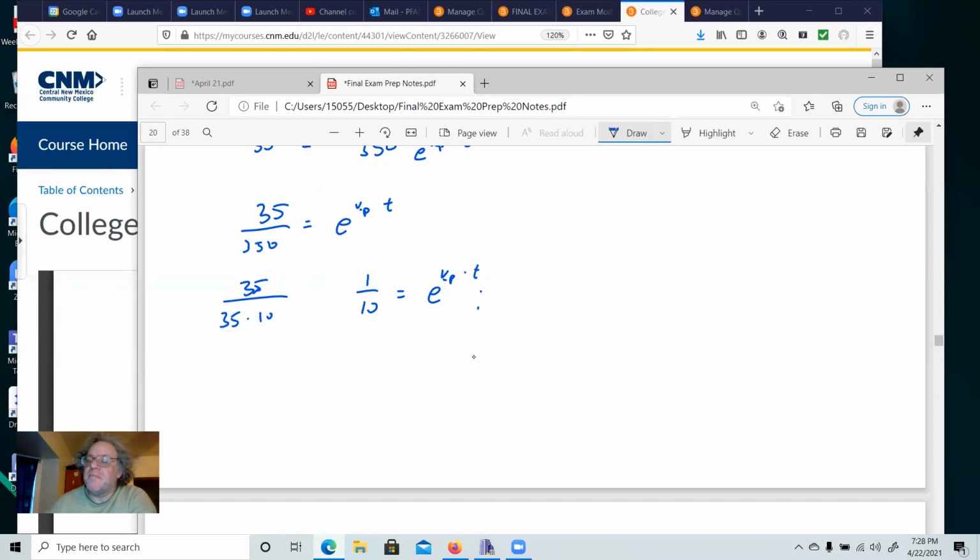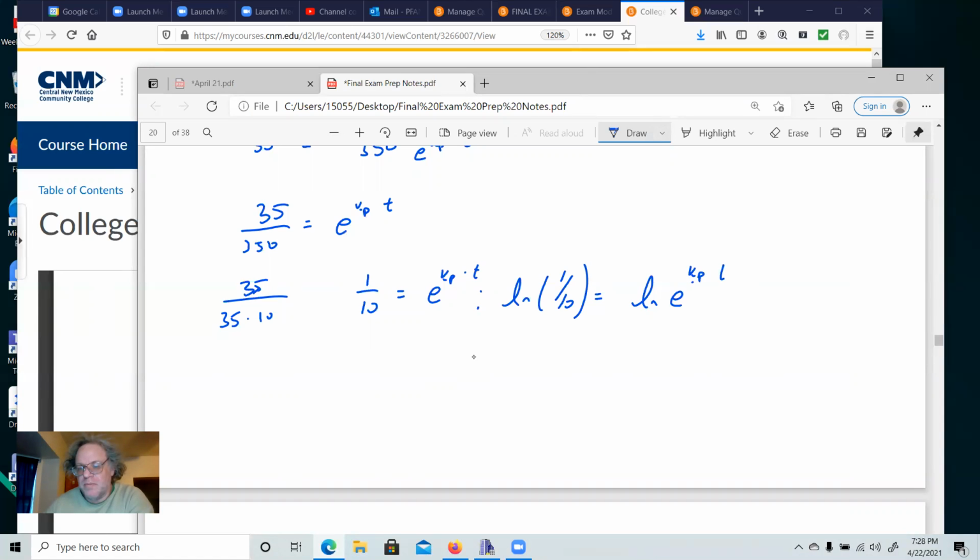Solving for t, which means the variable is in the exponent position. How do we get it down? We take a natural log. So 1 over 10 is equal to the natural log of e to the kp. Remember, we know what this is. We calculated this in the previous spot.